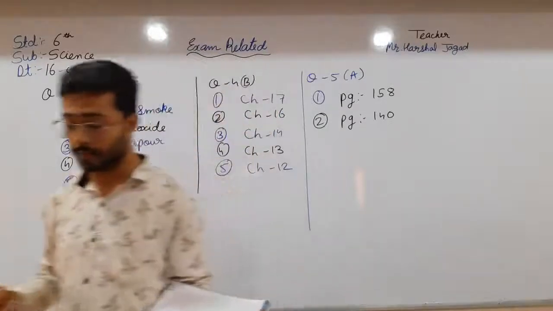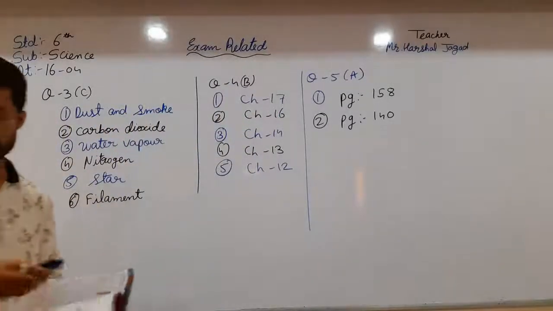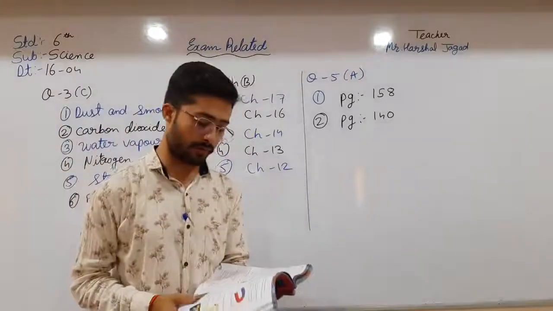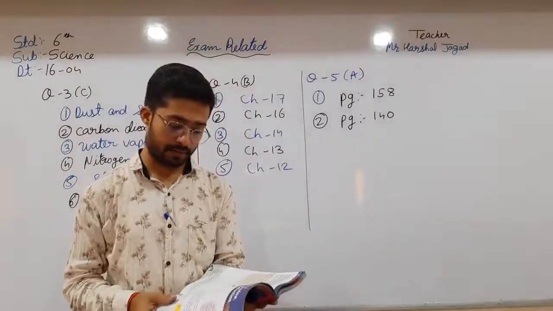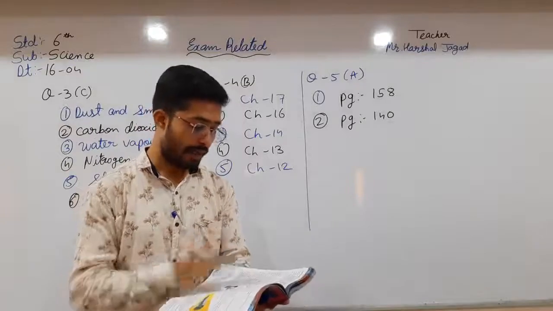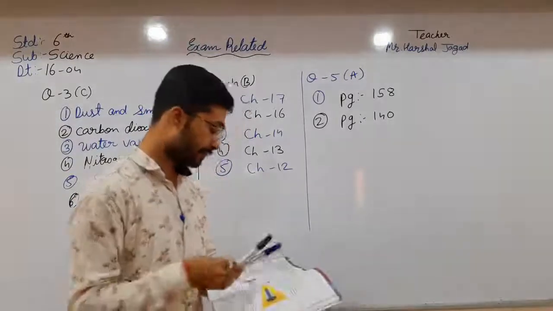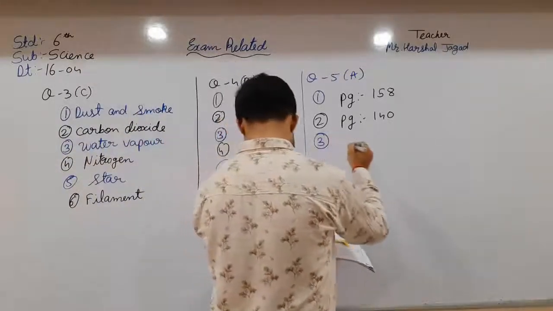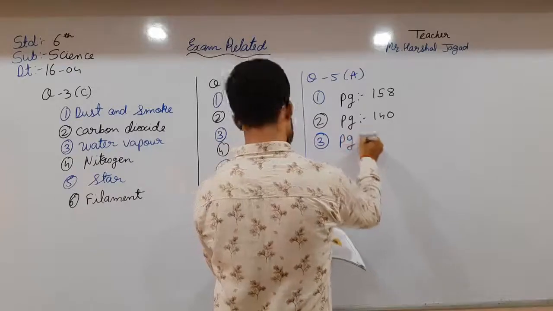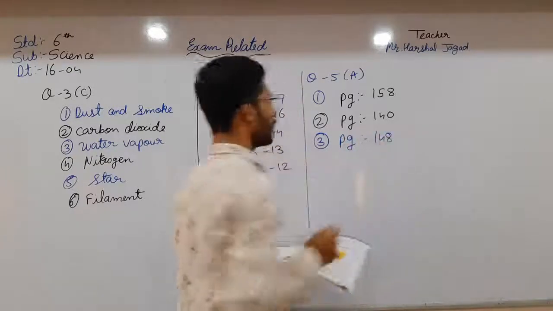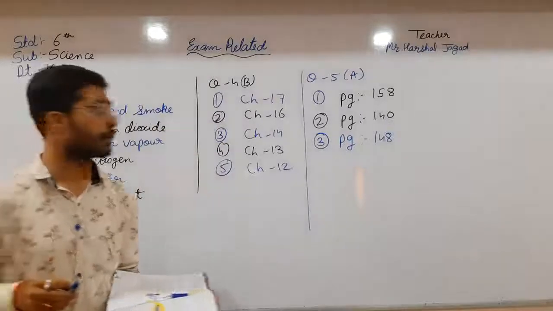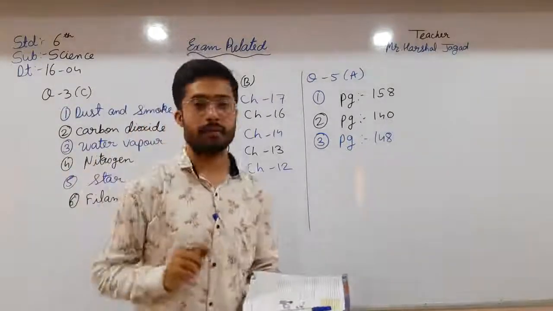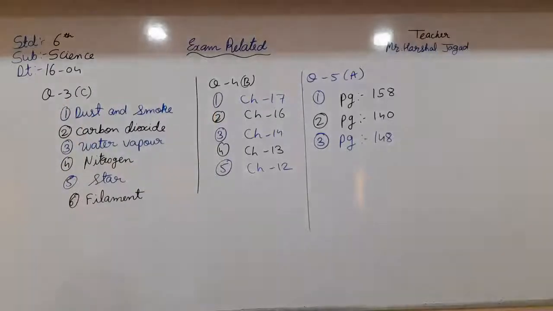And then the third one, to construct a pinhole camera and study the image obtained. That is from the light and shadow chapter. It is on page number 148. Okay students, this is on page number 148. You just write down that. And for question number 5, I have just given the chapters.